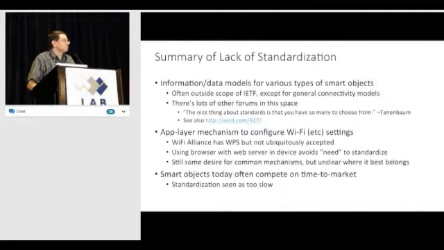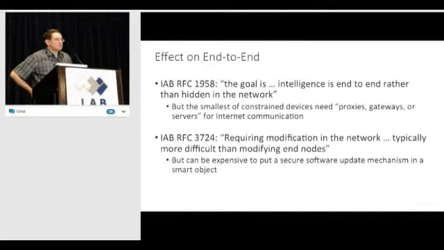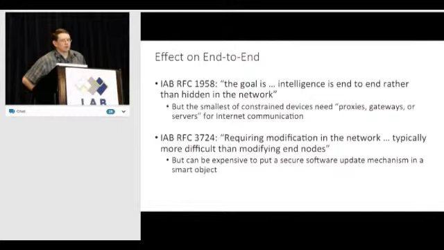So as the IAB, we're often seen as people who look out for the end-to-end model. And so what impacts does this have on the end-to-end model? Well, there's two IAB RFCs that are worth calling out here. The first one is 1958, which is the architectural or design principles. It says, among other things, the goal is intelligence is end-to-end rather than hidden in the network. Okay. But if we go back to the RFC that I quoted from the Elwig Working Group, it talks about the tiniest of devices don't have enough to actually serve internet connectivity on their own. So they need some gateway type thing. So what does that mean for the end-to-end model?